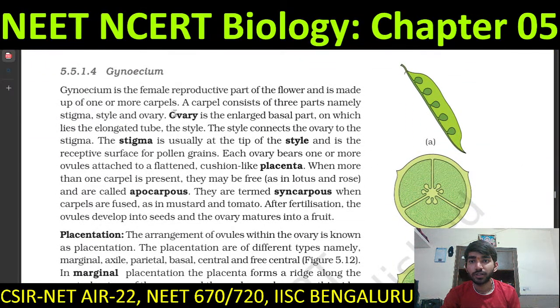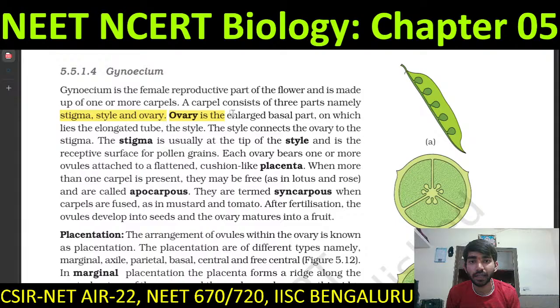Next is gynoecium. Gynoecium is the female reproductive part made up of one or more carpels. The individual units are called carpels and the entire whorl is called the gynoecium. A carpel consists of three main parts: stigma, style, and ovary. The stigma is the uppermost receptive part. Then the style is the stalk connecting it to the ovary, which is the place where the ovules are, which contain the female gametes.